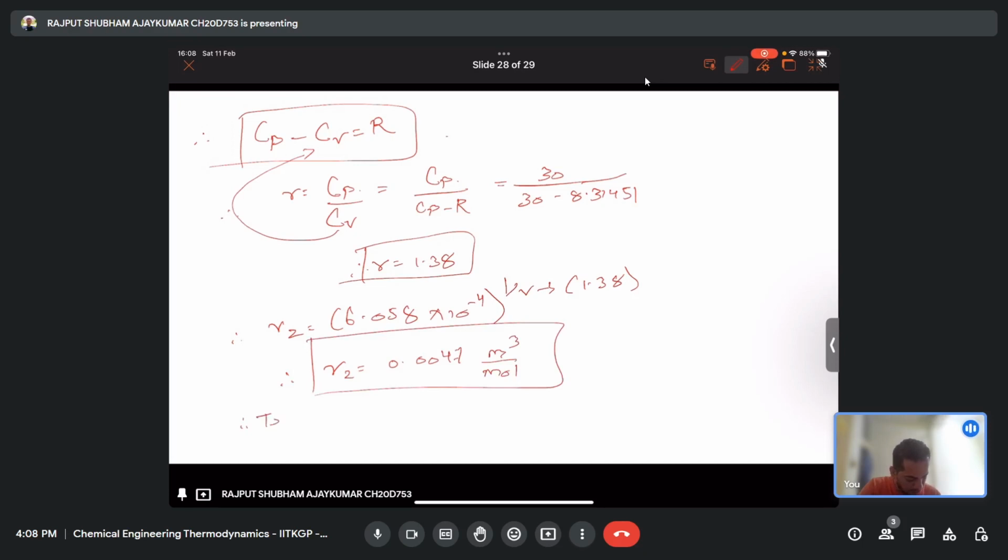So the final question is that we need to determine the total volume in liters. So the total volume V2 total is equal to n into V2. The number of moles is 5 into 0.0047. This turns out to be, in meter cube, 0.023, and 1 meter cube is 1000 liters. So let's convert it. It will be 23.6 liters.